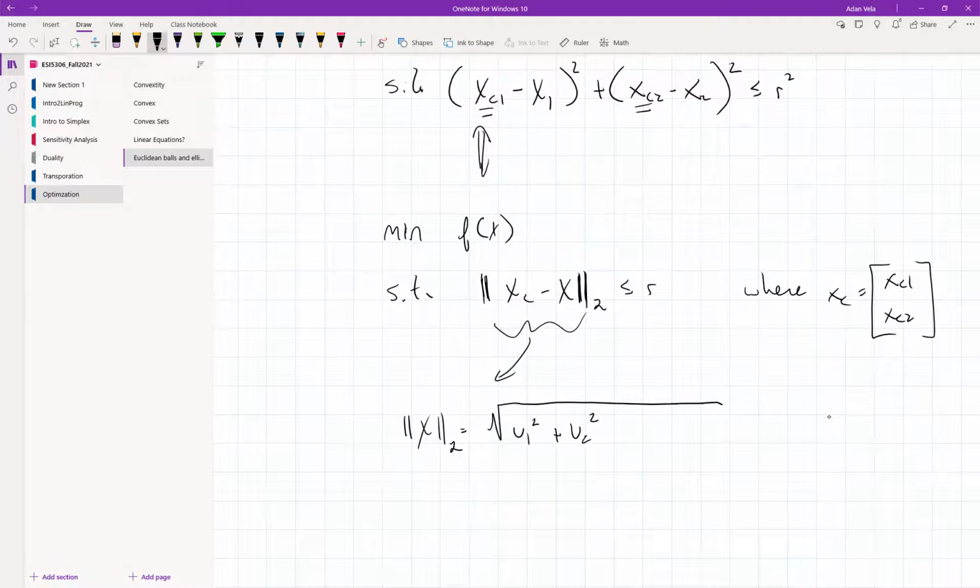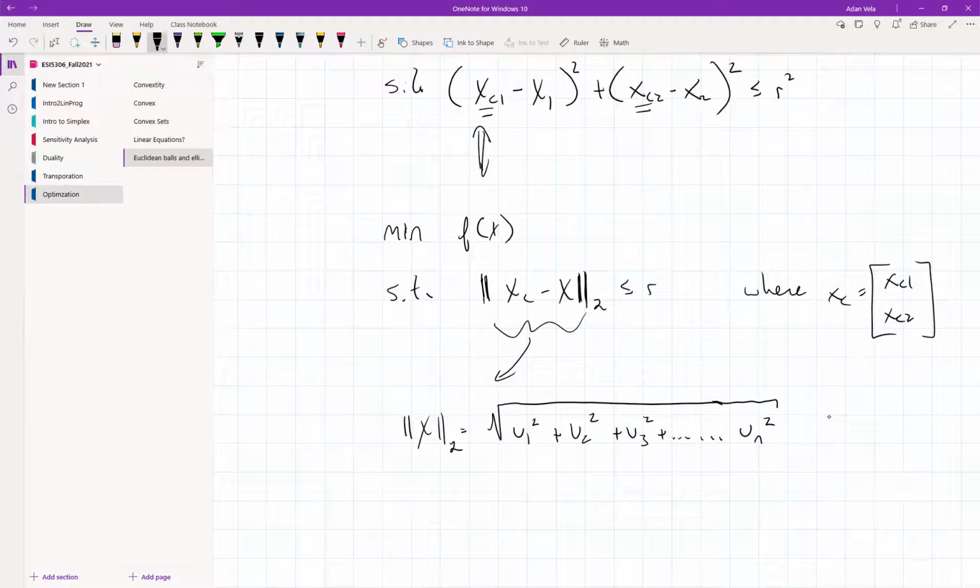Now, normally this is for 2D, but if you have 3D, then you add the third component and square it. And well, you could do this for however many components you have. So if you have an n-dimensional vector, then you're going to square each component in that vector and take the square root of it.